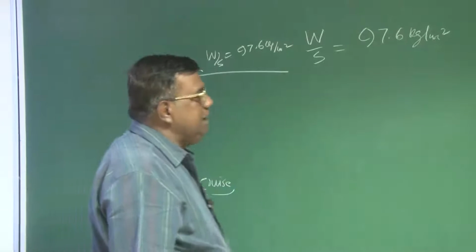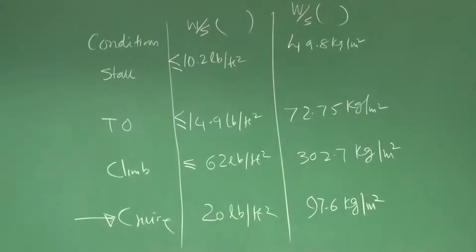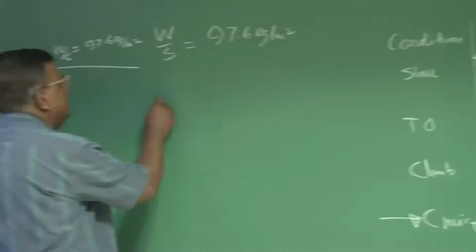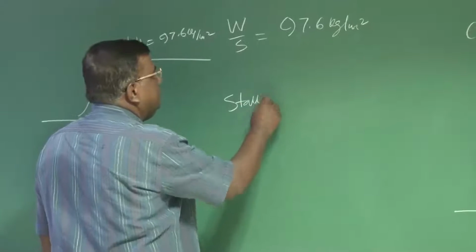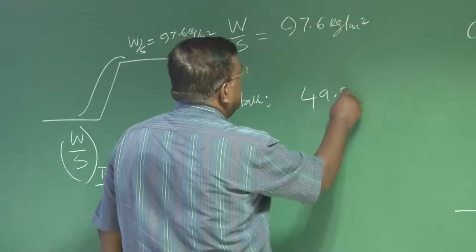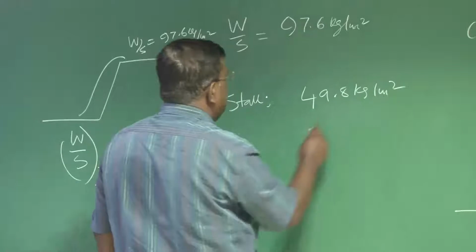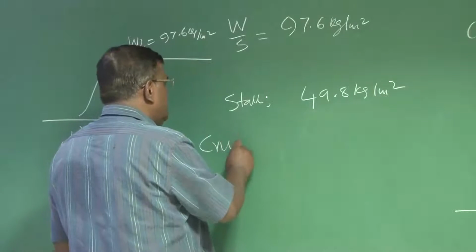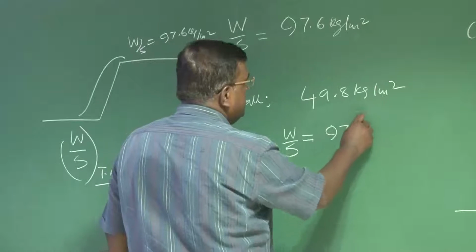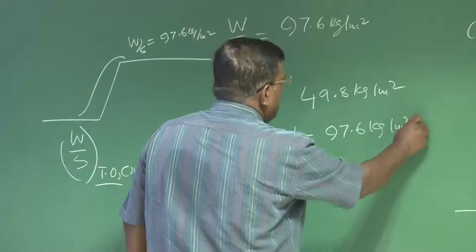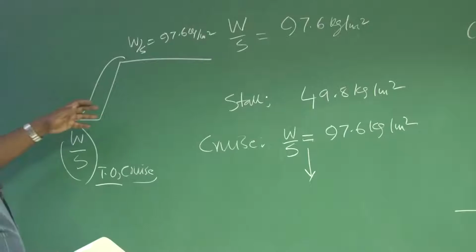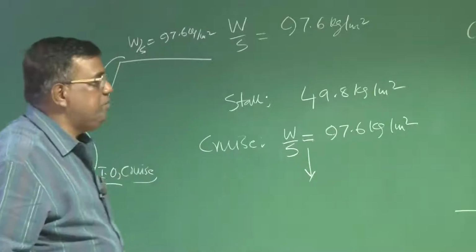When W by S cruise is this, if I want to see whether my stall conditions are meeting or not, then I find for stall, which is a limitation of 50 knots, cannot be more than 50 knots, it tells me it is around 49.8 kg per meter square. And if I select W by S based on cruise, it tells me I will have W by S as 97.6 kg per meter square, and which when I convert back to the takeoff from here, it will be a little more than this. It may become 120 kg per meter square.